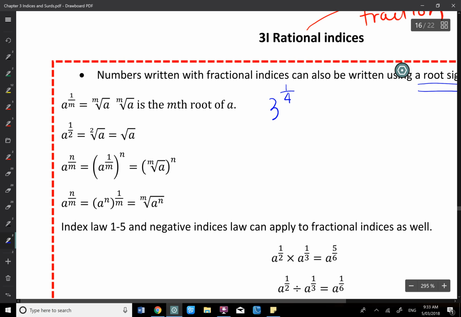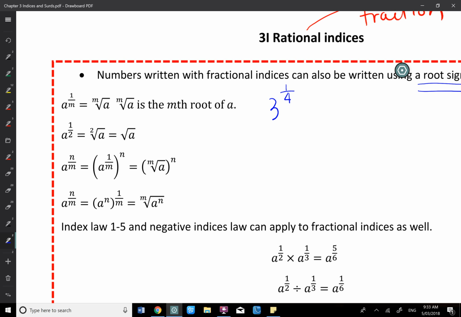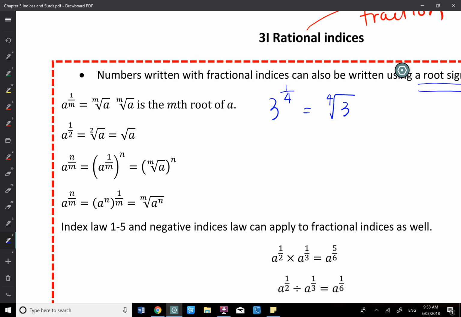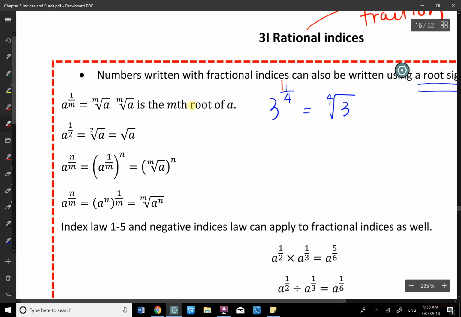The denominator is the order of the root, so that is a 4th root. And then we put the 3 inside. That's what rational indices mean, in the case where we have a 1 on top.